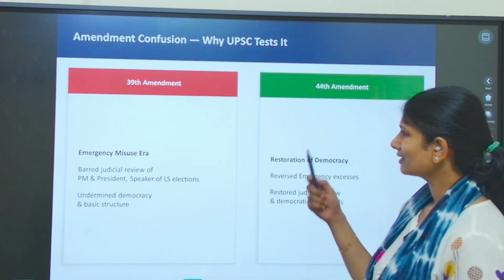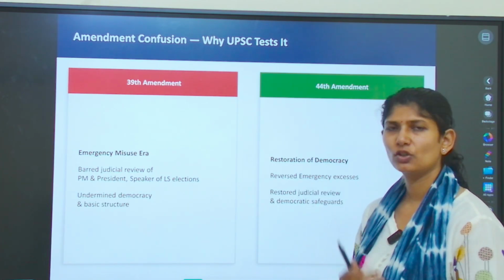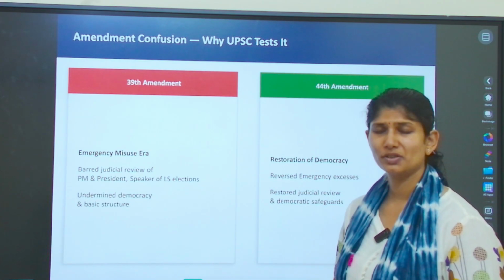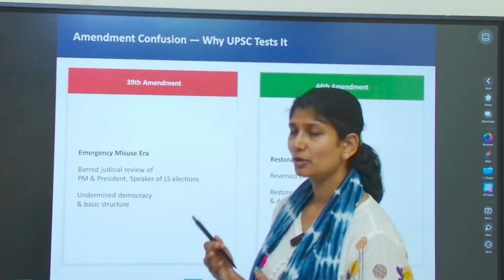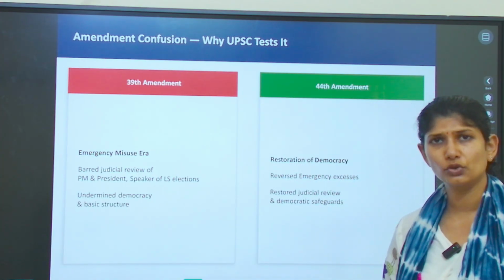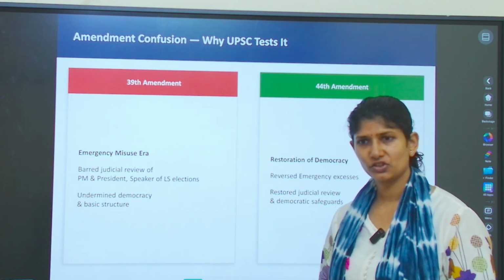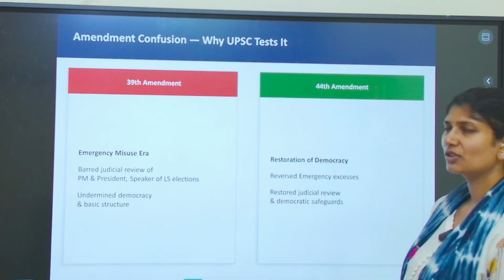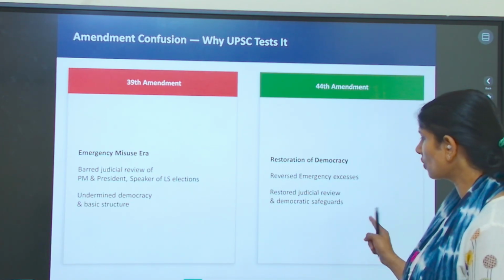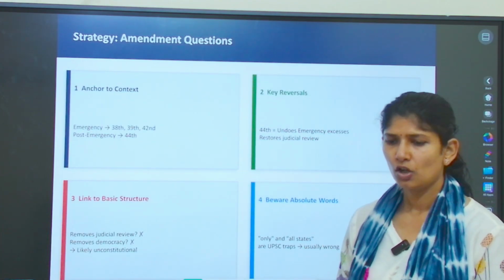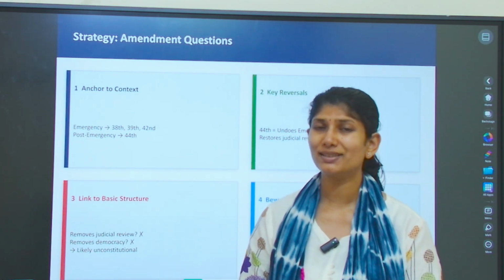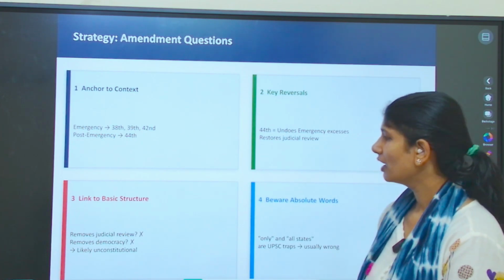Okay. Your 39th Amendment can largely be seen as your Emergency era, where there was a barring of judicial review on the elections of the Prime Minister and President, the important heads of positions. And if you leave anything outside the ambit of judicial review, this undermines your democracy and basic structure. Whereas your 44th Amendment is more like reversing Emergency excesses. Understanding this restores judicial review and democratic confidence. So that is one of the important reasons why, with amendments, not just by-hearting it, but the timeline and background behind it has to be the important thing.